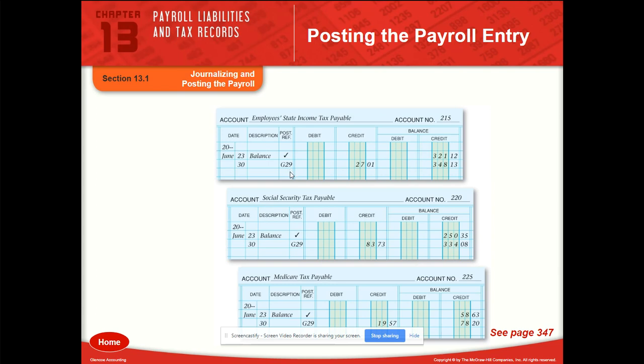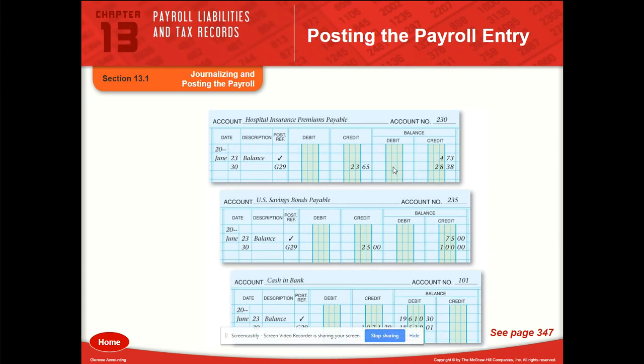And you guys would now see all the rest of them come in the same way. So we have general journal entry G29. We have a credit of $27.01. We're going to take that plus the 321.12 and that will give me 348.13. So I'll let you guys read through the rest of these. Same thing, we've got a journal entry, a credit that will increase that account. I have a credit that will increase that account. I have another credit that will increase that account.